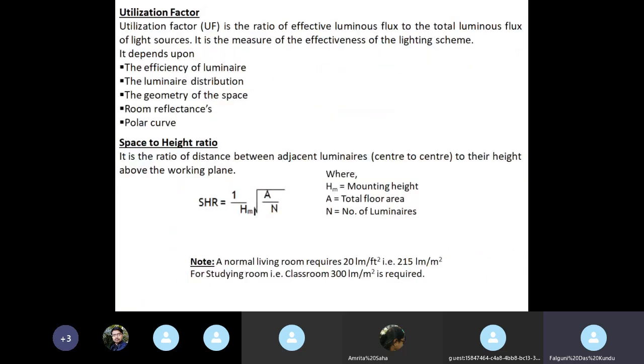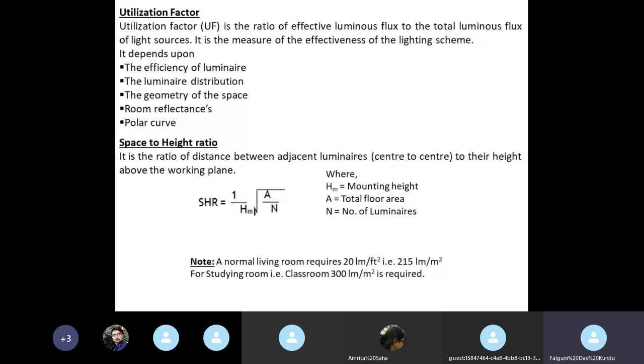Now we are going to discuss another term, which is the utilization factor, or UF. It is the ratio of the effective luminous flux to the total luminous flux of the light source, and it is a measure of the effectiveness of the light scheme. It depends upon the efficiency of the luminaire, the luminaire distribution, the geometry of the space, the room's reflectance, and the polar curve.